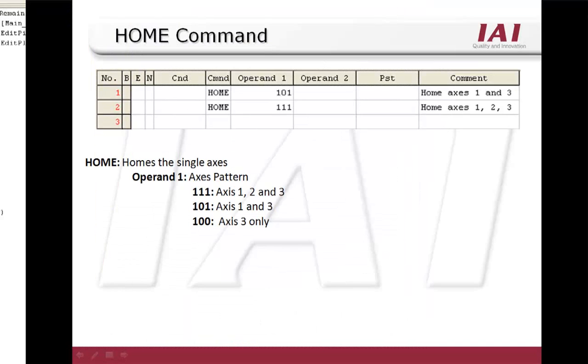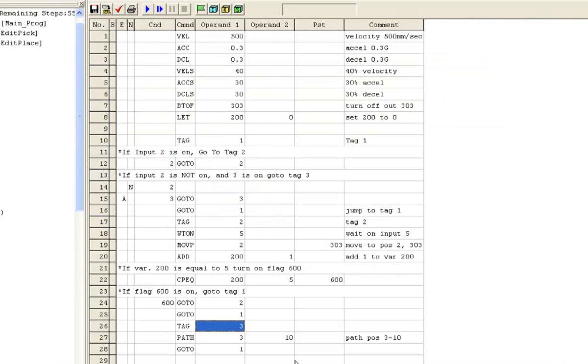The home command is HOME, and operand 1 is looking for an axis pattern. For example, if you have three axes, you can home axes 1 and 3 by putting in a value of 101 in operand 1. If you want to home all axes, operand 1 will be 111. After all the axes are homed, you need to set the program speed.